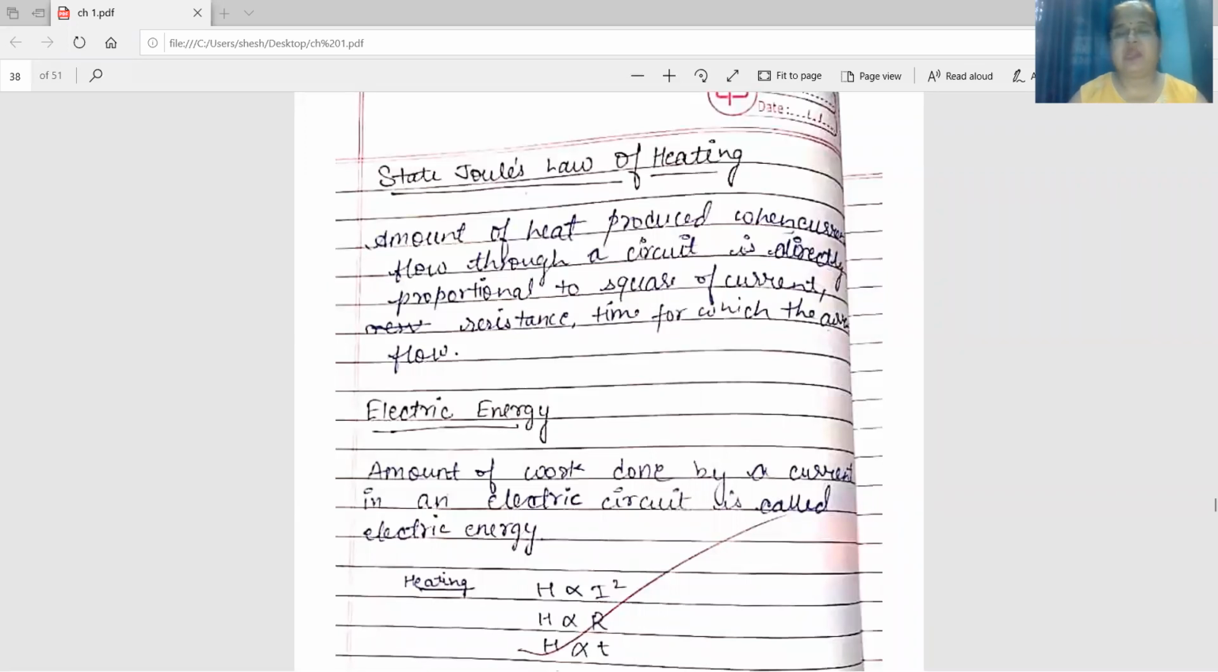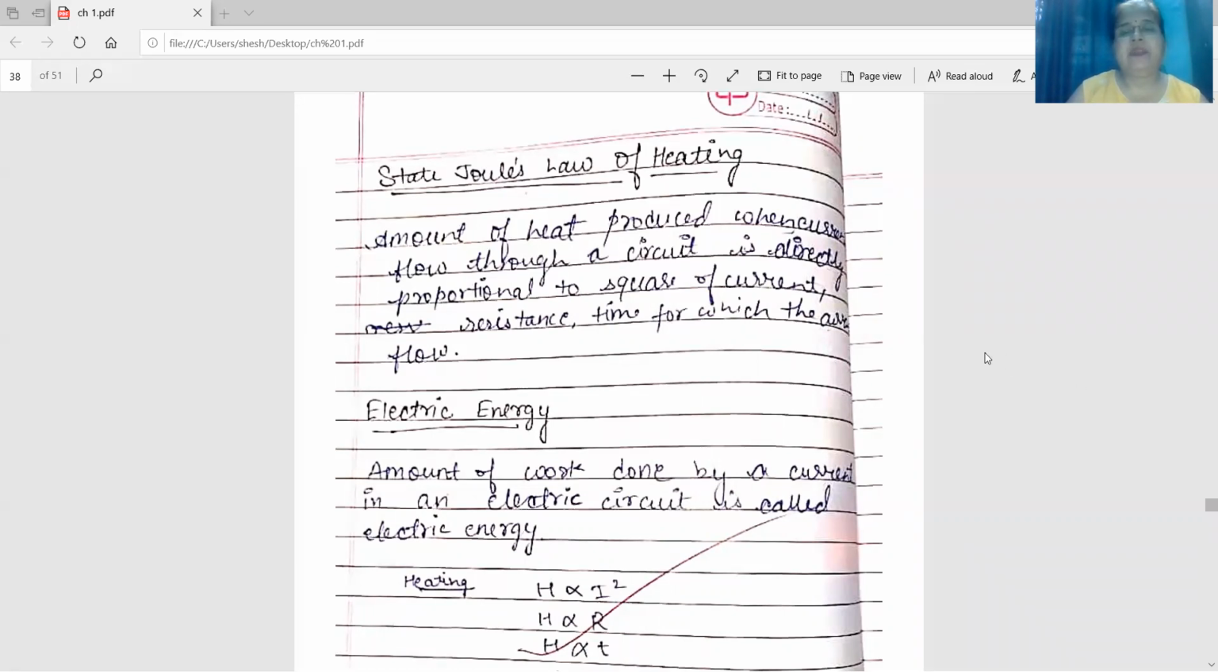Today I will start with Joule's law of heating. Joule has given one law, very important for class 10. One law you have already read, that is Ohm's law, and the second one is Joule's law of heating. It states that when current flows through a circuit, the heat produced is directly proportional to the square of current, resistance, and the time for which the current flows.